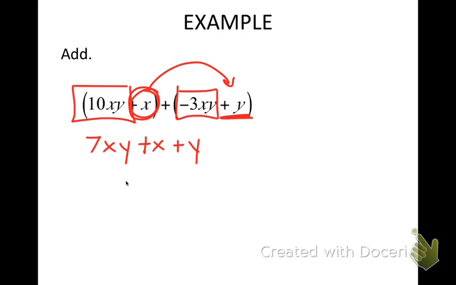No, so I'm done. This has a degree of what? 2, right? Add your exponents. This has a degree of 1. This has a degree of 1. X comes before y, so I do have it written in standard form.